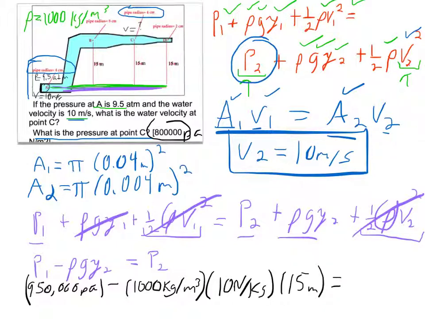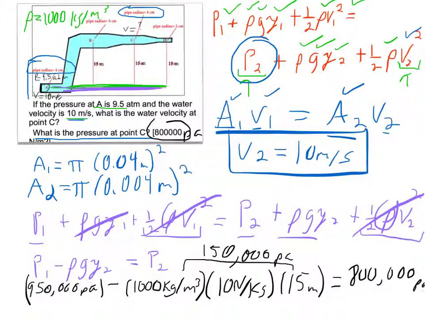So let's calculate that. This rho g y term right here, 1,000 times 10 would be 10,000, times 15 would be 150,000 pascals. So 950,000 pascals minus 150,000 pascals is 800,000 pascals. And we're good. 800,000 pascals.